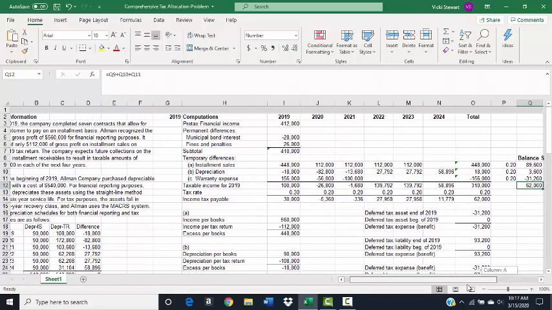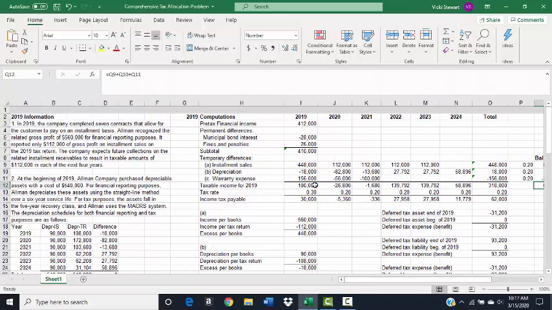Now, finishing out our schedule, we get taxable income when we make these adjustments from pre-tax financial income of $100,000. This year the tax rate is 30%. So our tax return should show that we owe the IRS $30,000. Okay, so that will be income tax payable.